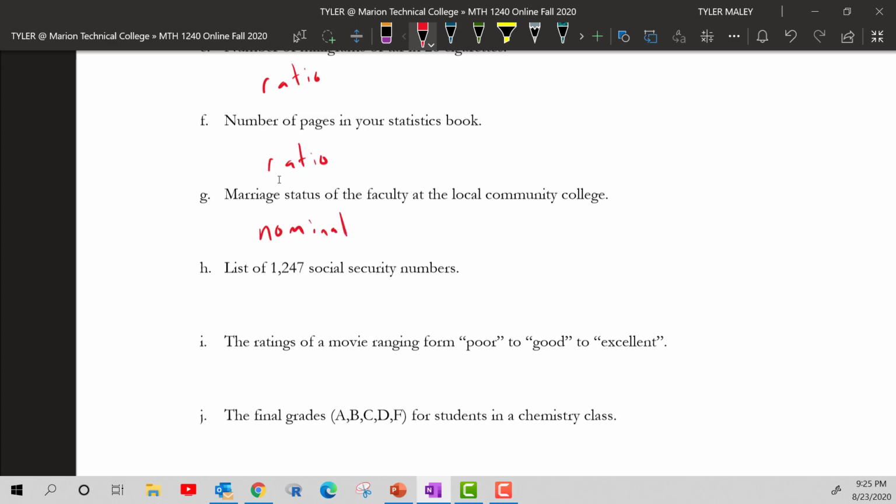H, we have a list of 1,247 Social Security numbers. Social Security numbers are actually qualitative, they're categorical. So that would be nominal or ordinal, and you want to think about whether order makes a difference here. And no, just because your Social Security number is a higher number than someone else's doesn't have any kind of relevance really. So that would be nominal.